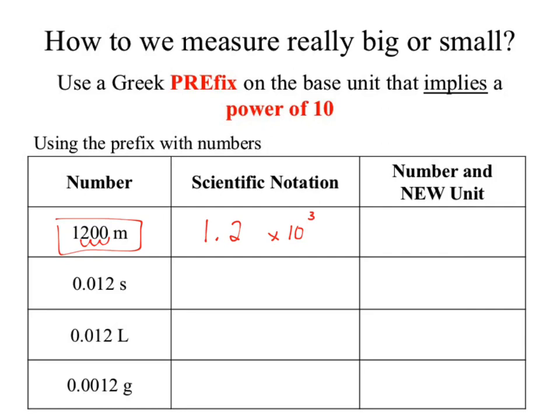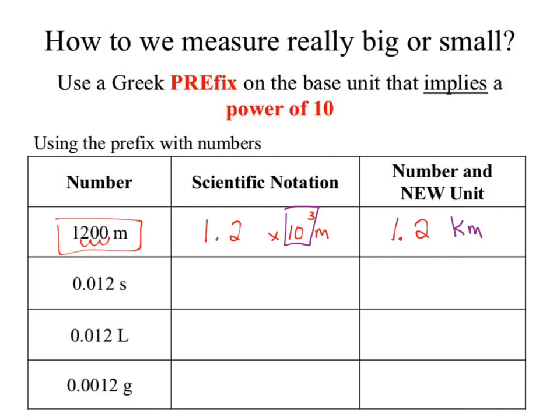The unit was meters. What is the number and the new unit? Well, the number will be 1.2. What's the new unit? What does 10 to the third mean? It's kilo. Kilo. 1.2 kilometers. That's easy. That's why we do this.